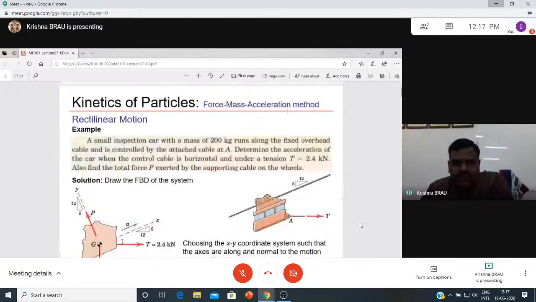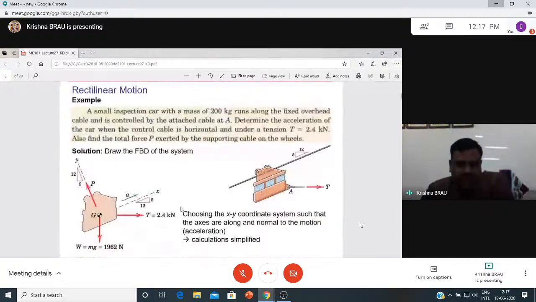You have to find these three forces: weight, tension, and P. Here is also a small problem where the rope is moving along. This is the tension. There is a rope connected and the weight is acting. The three forces, the rope is moving along the rope.